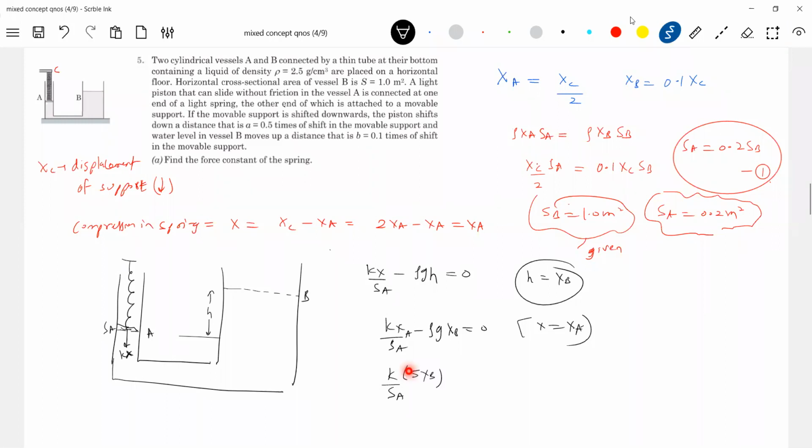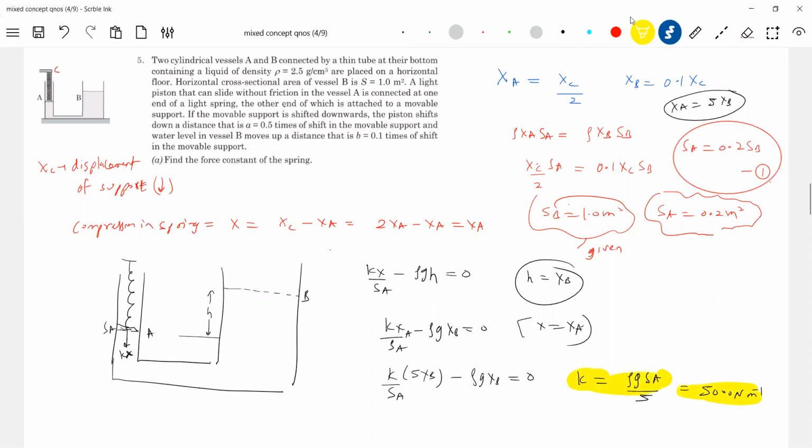Now substitute this. So K times 5XB by SA minus rho g XB equal to 0. So XB gets cancelled. Therefore K is equal to rho g SA by 5. I think we know all the values. Substituting that, we'll get the spring constant. Check the answer. The answer will come 5,000. Do the calculation later on. Nothing to do, just very simple ideas. Patience is needed to draw the diagram.